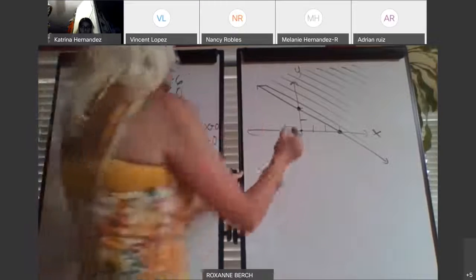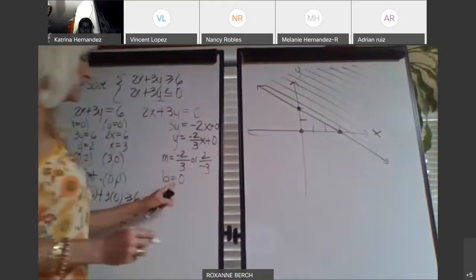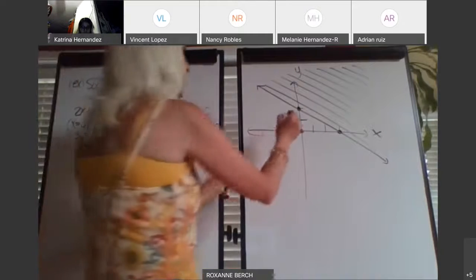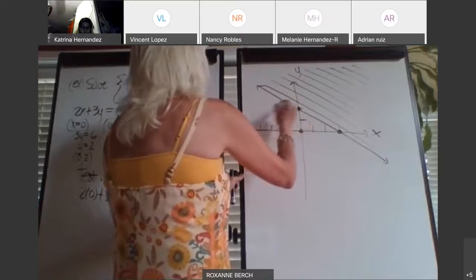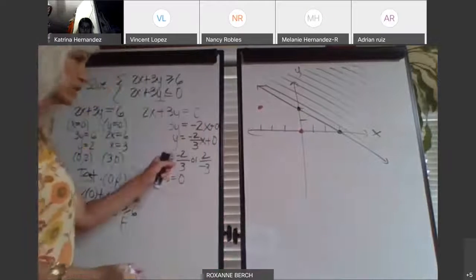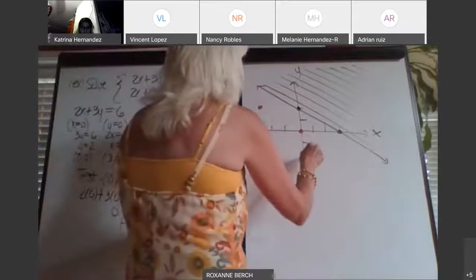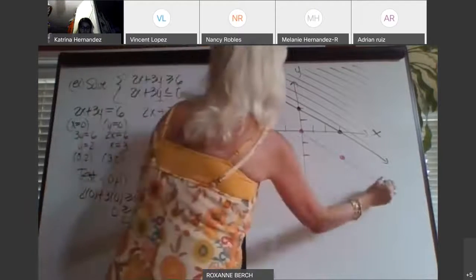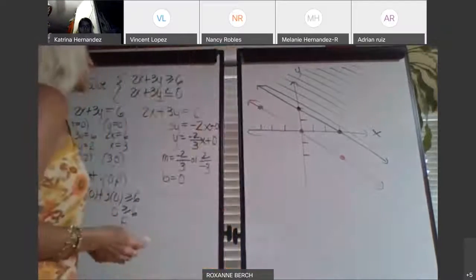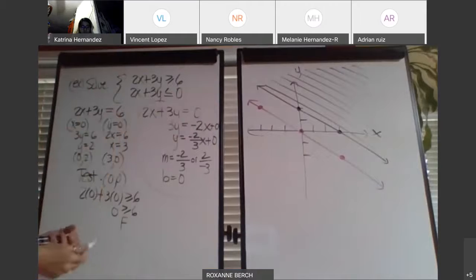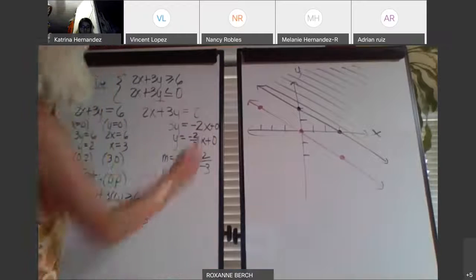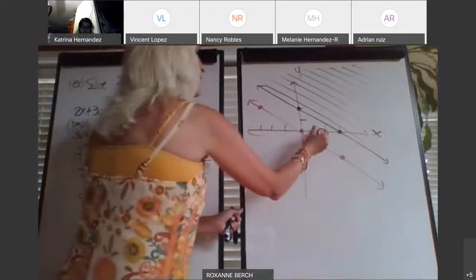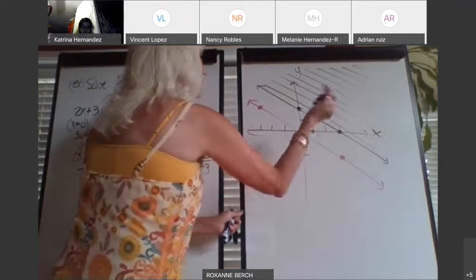So now our intercept is 0, 0. Go up 2, left 3. Up 2, left 3. I'm out of room. So I'm going to go down 2, right 3, down 2, right 3, and draw your line. Is this line dotted or solid? It's solid. Test a point. You can't test 0, 0. So I'm just going to pick right 1, 0.